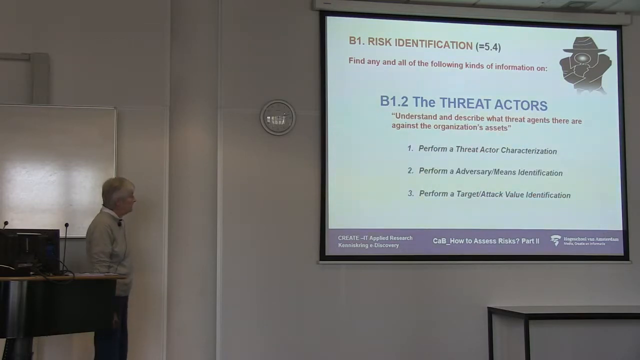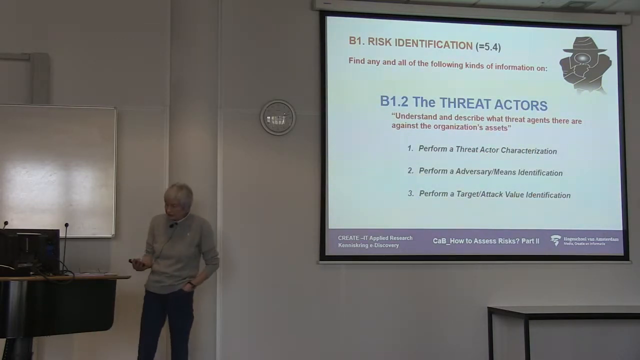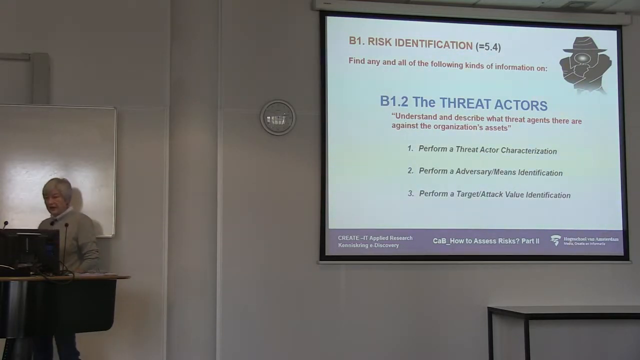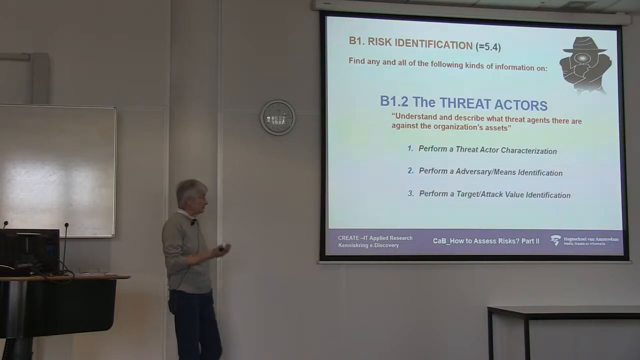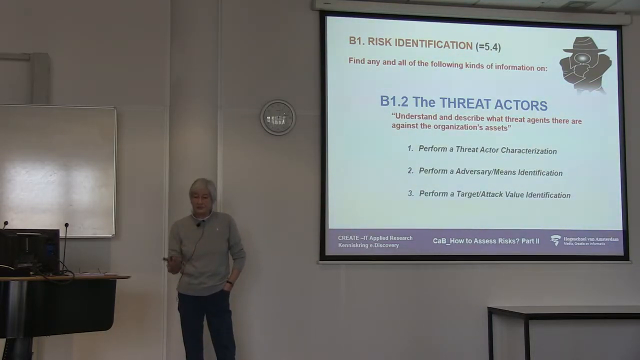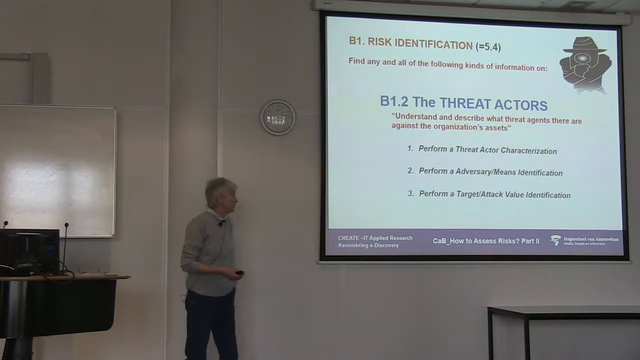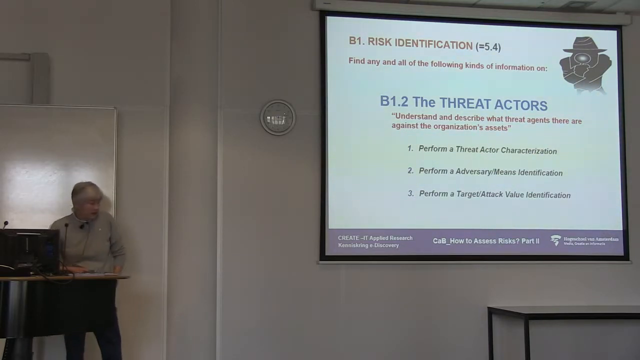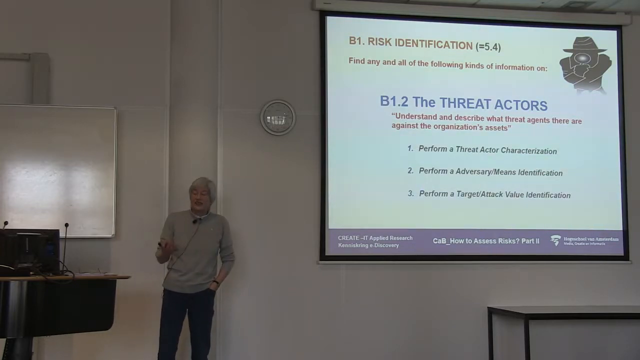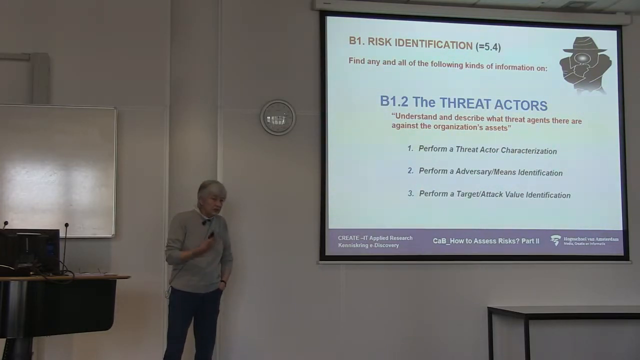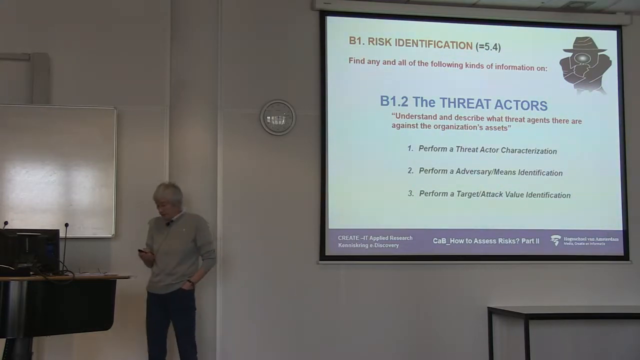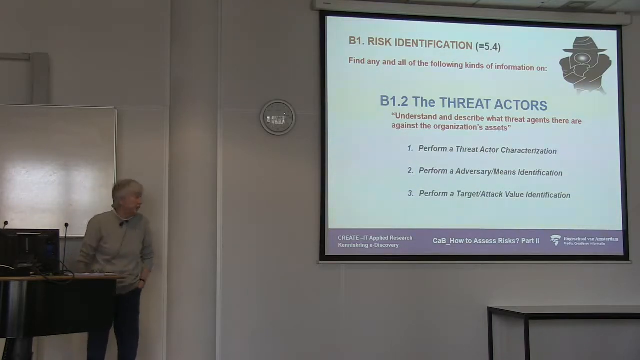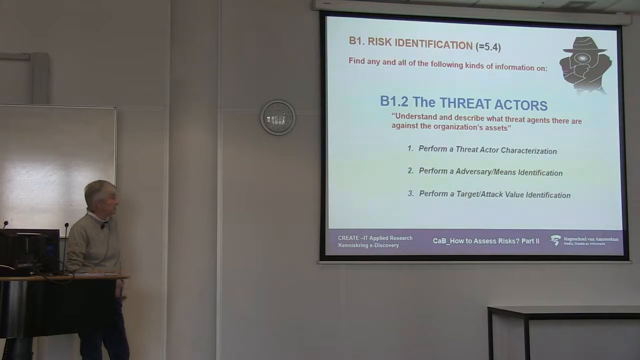What do we need to do to get a picture of our threat actors? The same thing, we try to characterize the threat actors that are possible. After we have done that, per threat actor, we are going to look into the adversary, the means, what do threat actors use when they are planning an attack. And finally, we do a target attack valuation, attack value identification. That's what target, what asset, is the most obvious one that the threat agent will choose to perform an illegal action.